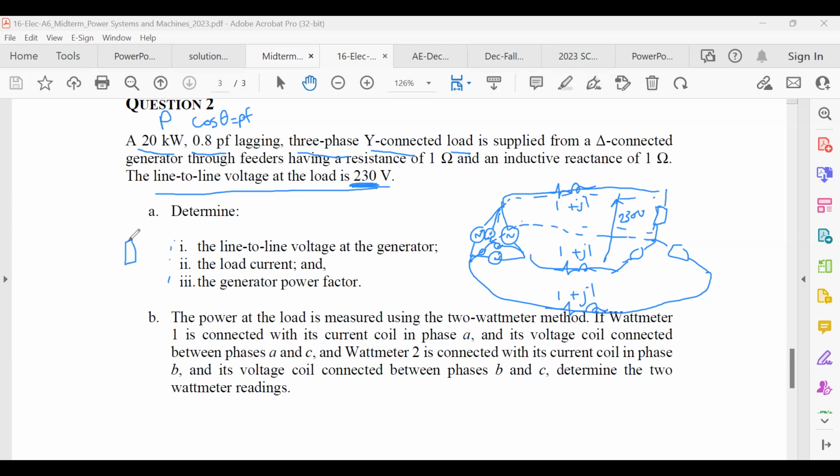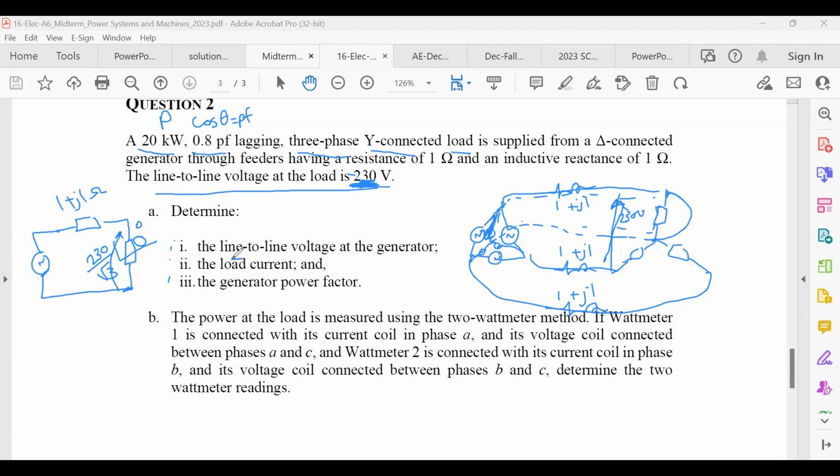So for this, I will have the load. I will have one of the feeders. It's 1 plus j1 ohm. Okay, this is your load. And then you will have the one from the star here, from the generator. The voltage actually for the load is 230 divided by square root 3, because now you are taking it as a phase, not line as given here. You can actually say, let's make this load as a reference, so angle 0.